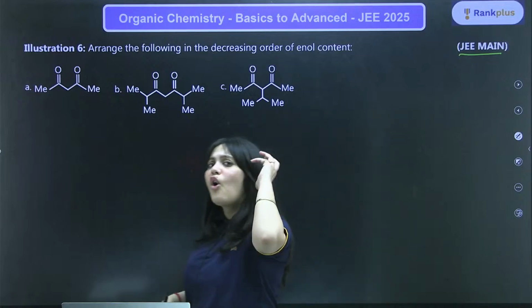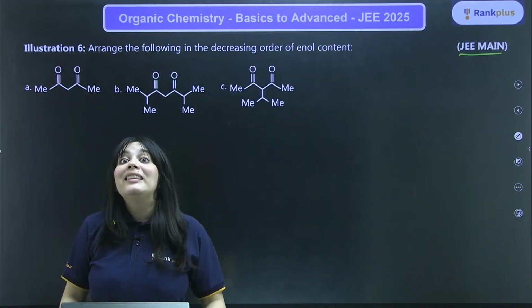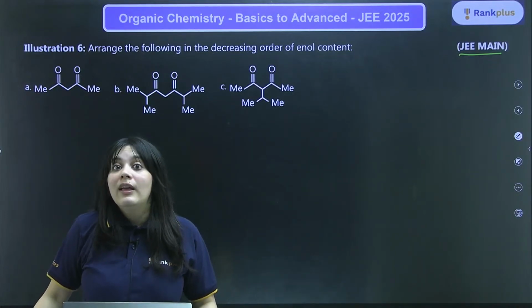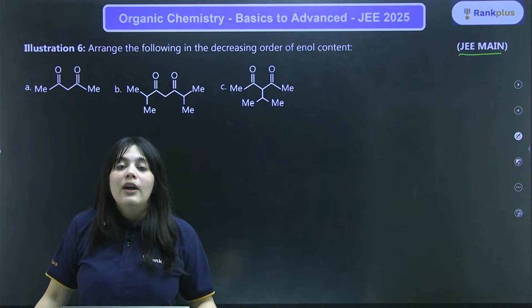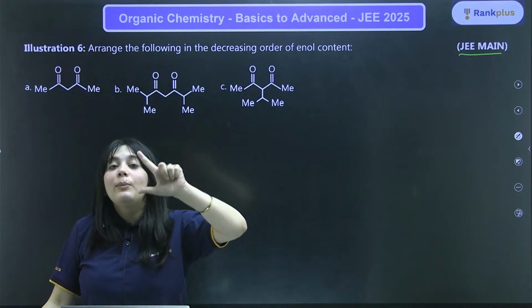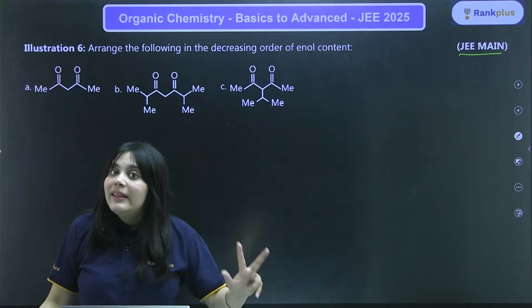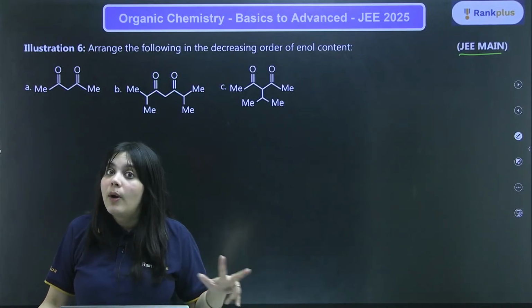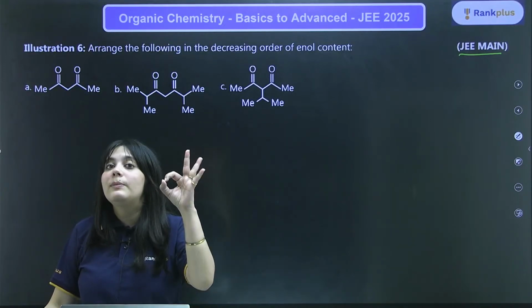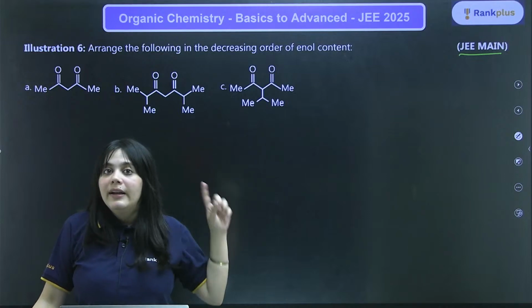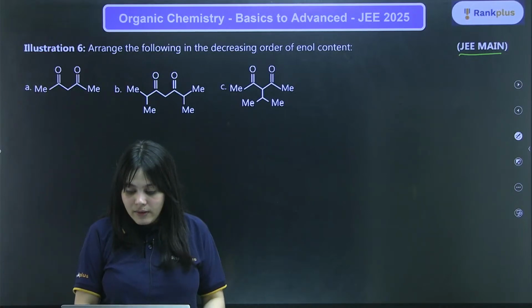We have discussed all the possibilities where the enol content will be more, where the resonance is more, where the aromatization is more. If it is stabilized through hydrogen bonding, then more enol content will be formed, right? I've discussed all the possibilities of the enol content. Try to answer this question over here.